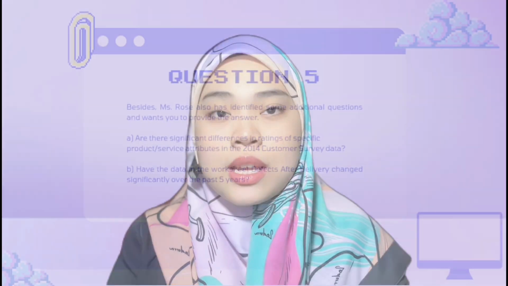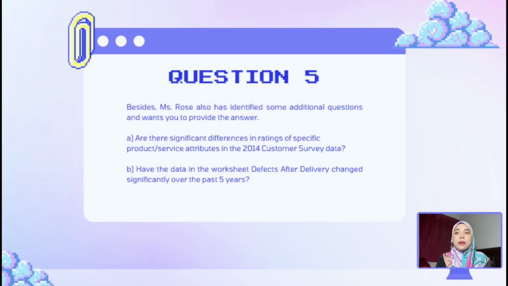I have been assigned question 5 and question 6, so today I will be presenting both of these questions. For question number 5, Miss Rose has also identified some additional questions and wants you to provide the answer. A. Are there significant differences in ratings of specific product or service attributes in the 2014 customer survey data? B. Have the data in the worksheet defects after delivery changed significantly over the past 5 years?